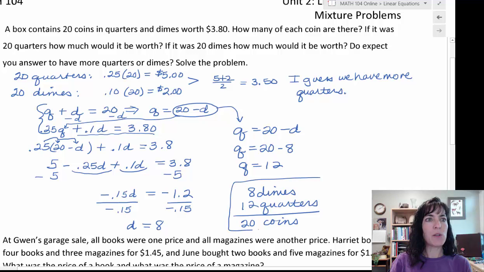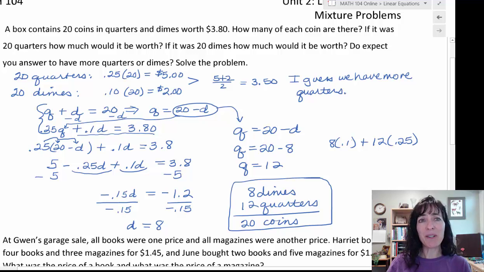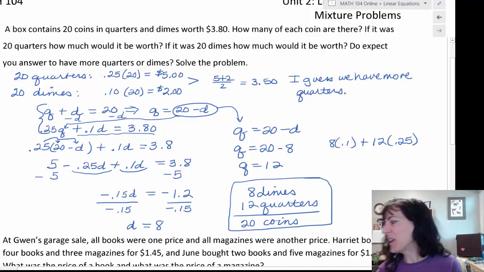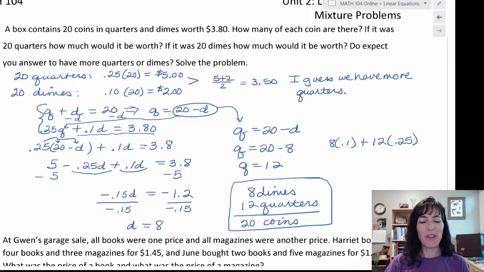Okay, and there's a nice way to write out my answer. I can check that so quickly. I can take 8 times 0.1 plus 12 times 0.25, and I expect $3.80. So let's try it out. I get $3.80. So I know I got the right two numbers there. So there's my solution for that problem.